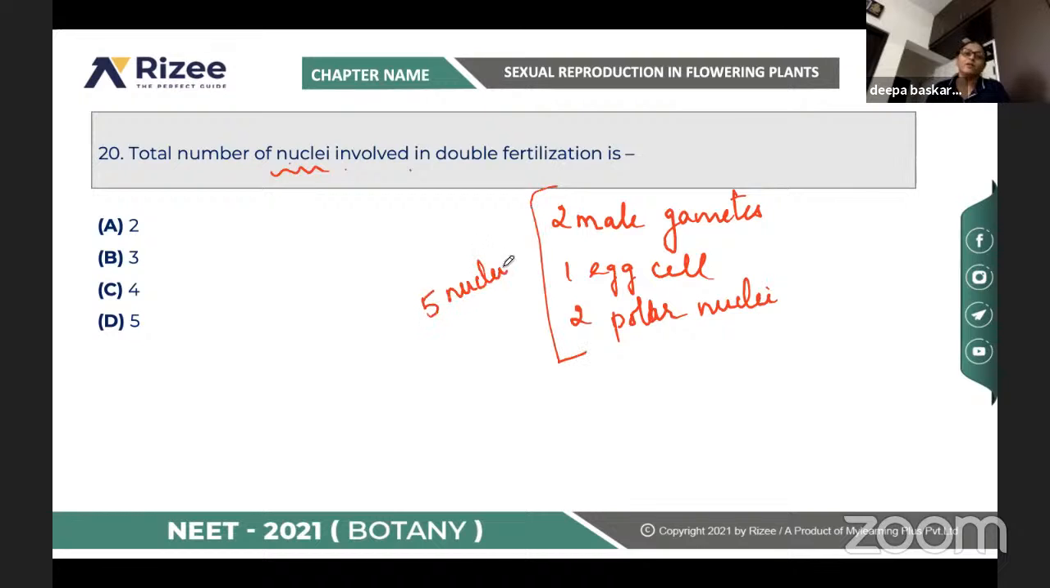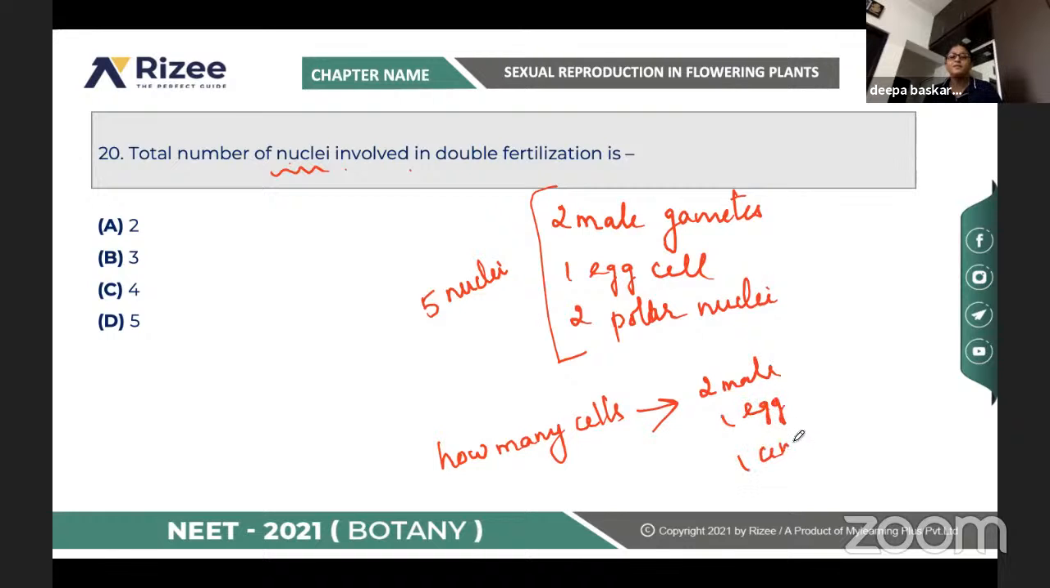If the question is asked about cells, how many cells are involved? 2 male gametes and one egg. 2 male, 1 egg and 1 central cell. Clear? So now, how many nuclei are involved? 5.